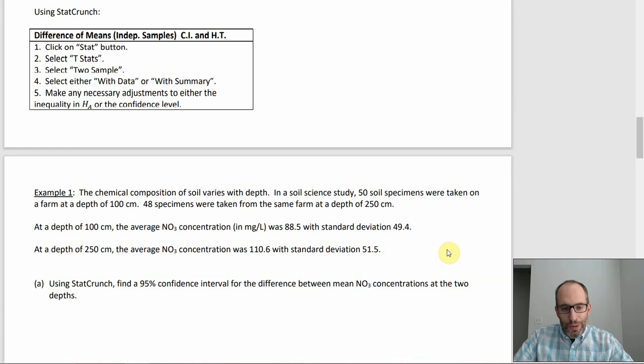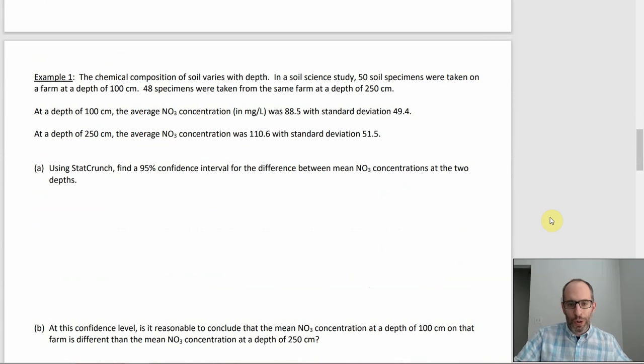All right, so there's our first example where we have 2 samples full of soil specimens. Like it says there, the chemical composition of soil is going to change the farther down you go. So there's sample number 1 where we have 50 soil specimens at a depth of 100 centimeters. And then sample number 2, we've got 48 specimens taken at a depth of 250 centimeters. And then we have our summary values: x1 bar and s1, x2 bar and s2. So from our first sample, this would be for 100 centimeters. We're going to call that sample 1 since it shows up first in the wording.